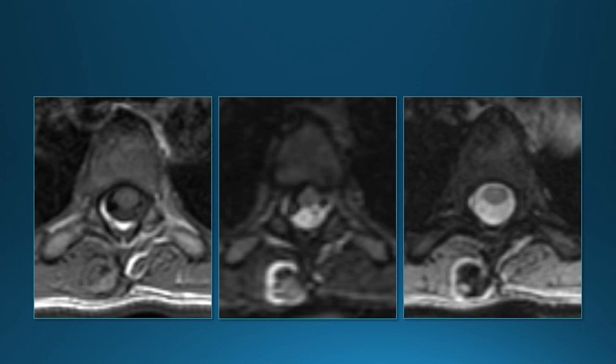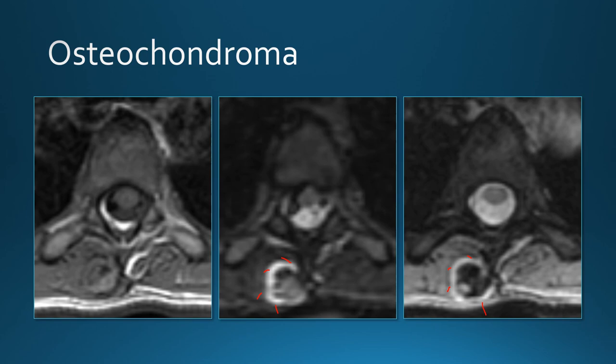This patient has a lesion involving the posterior elements. It has a rim here that's bright on these STIR images, also bright on these T2 gradient echo images. The central portion of the lesion has signals similar to the marrow fat. This is the typical appearance of an osteochondroma.